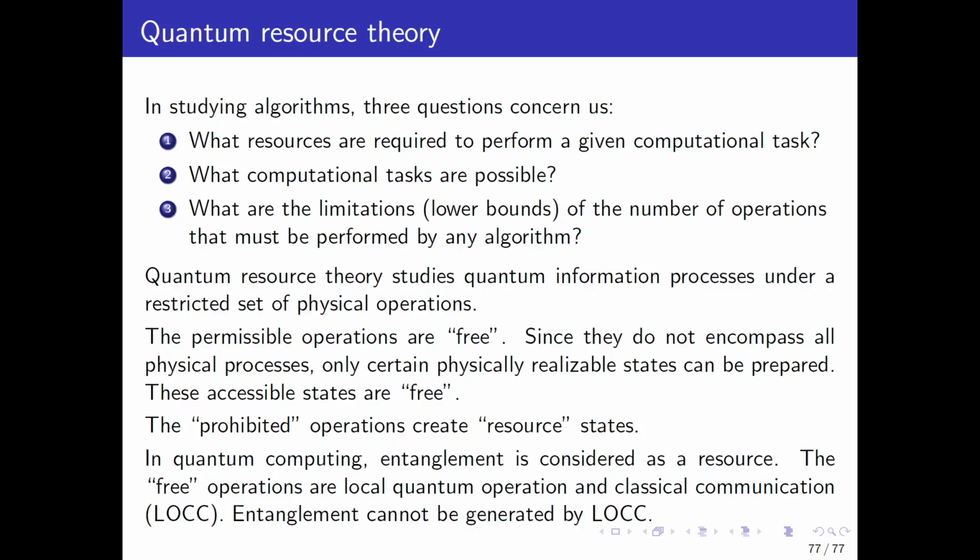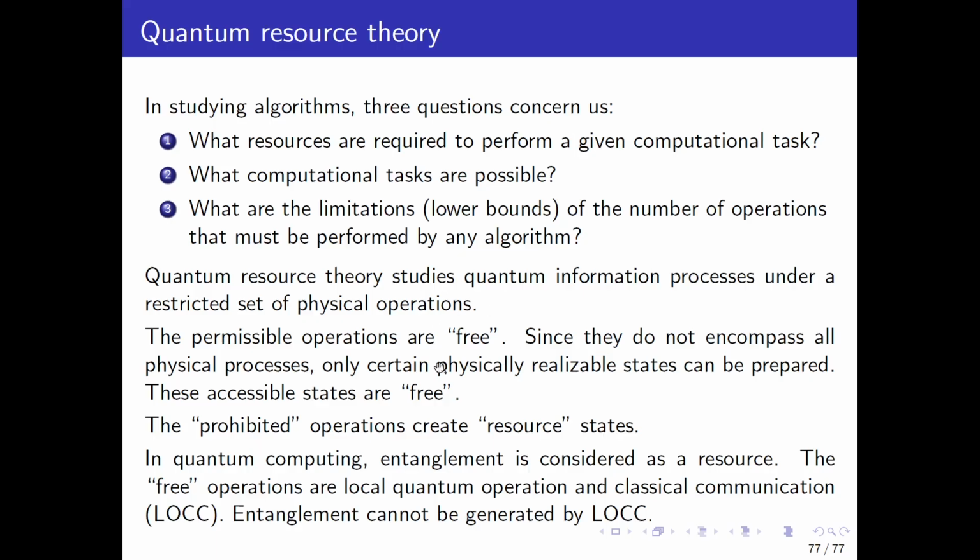So you can think of it as entropy. When you try to reduce the entropy, it is harder than just letting the entropy increase. So there are 2 types of operations over here. The first type is what we call the permissible operations, and these are what we call the free operations because it's easy for us to perform.